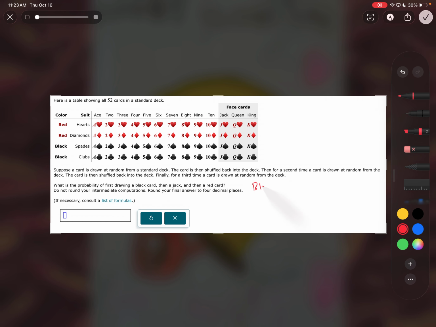Okay, so we have 3 different things we want to look at: a black, a jack, and a red. A black card is 26 out of 52. We put that card back in so our total does not change. A jack, there are 4 of them. A red, we put that card back in so our total does not change. Find each individually and then multiply them all together. I'll do this on my calculator here, but then I'll show you how to do it on the ALEKS calculator real quick.